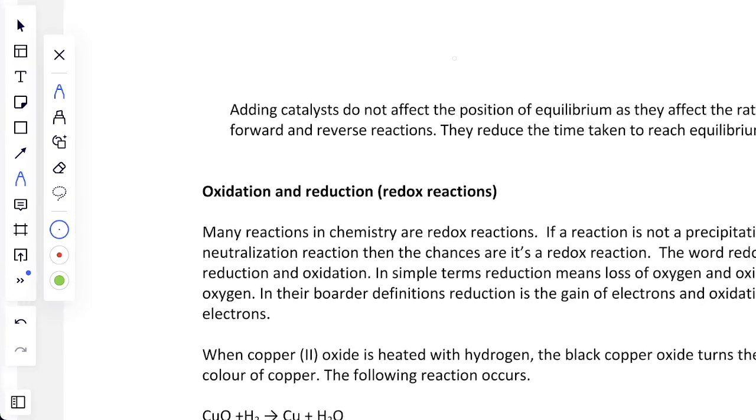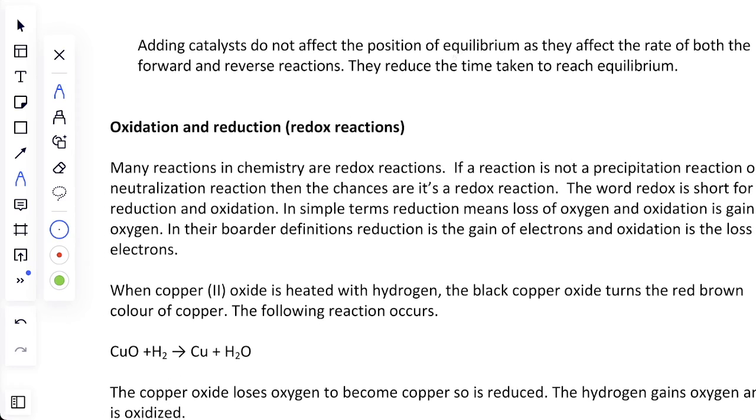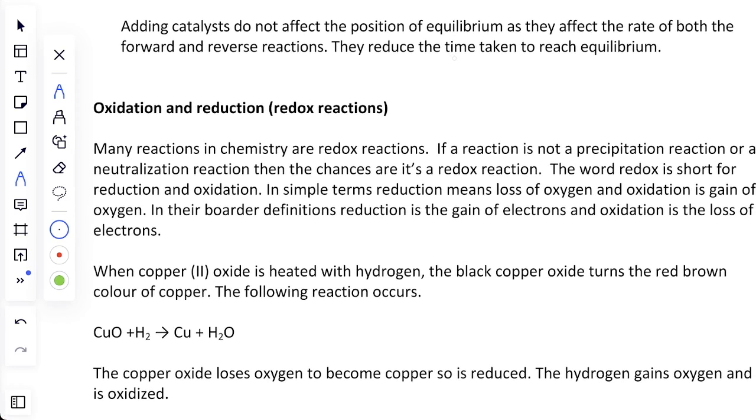Let's now talk about the oxidation and reduction questions. Oh yeah, but before that, if we add a catalyst, it does not affect the position of the equilibrium, as catalysts only affect the rate of the reaction. We talked about this in terms of the rate of the reaction. The only factors that affect equilibrium are pressure, temperature, and concentration. Catalysts do not affect the concentration.